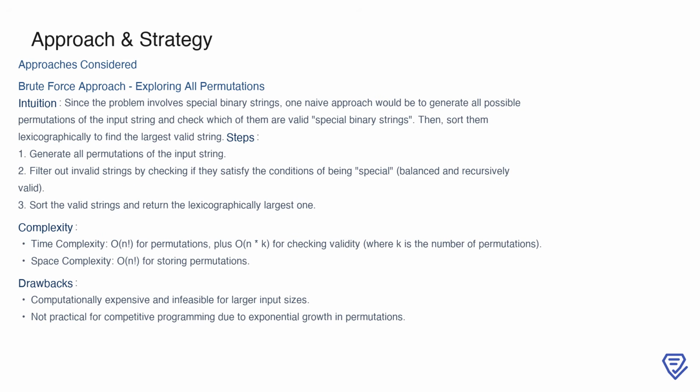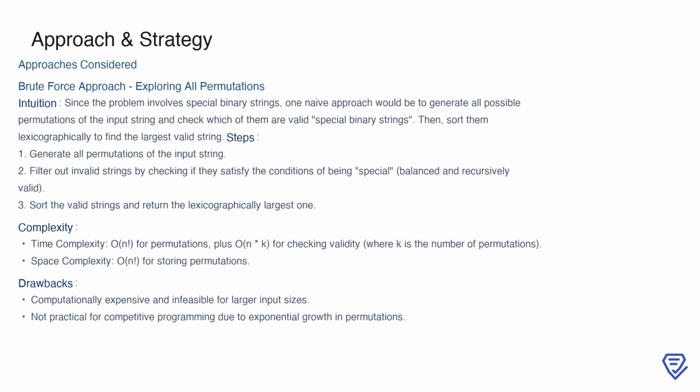To tackle the problem of generating the lexicographically largest special binary string, we first consider the brute force approach. The intuition here is straightforward, since the goal is to find a valid and largest special binary string. One way to solve this would be to generate all possible permutations of the input string. From there, we can filter out the invalid strings by checking two conditions. First, that the string is balanced, meaning it has equal counts of ones and zeros, and second, that it is recursively valid as a special binary string. Once we have the valid strings, we can sort them lexicographically and pick the largest one.